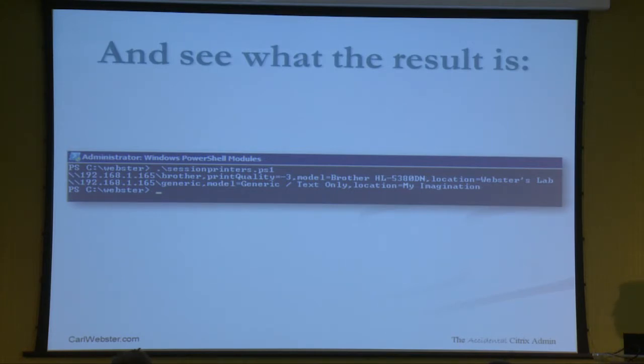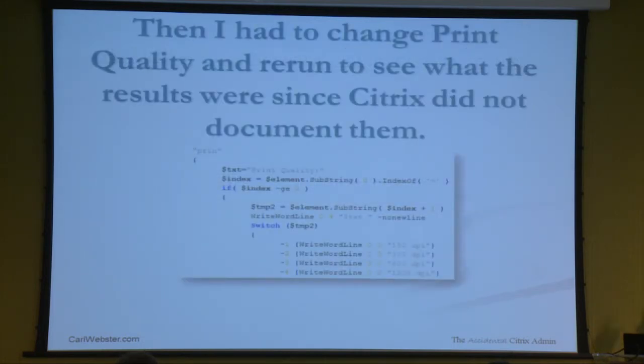And I go, okay, print quality is -3. All right, -3 is 600 DPI. Then I have to go back and keep changing it to make sure. All right, so if I do 1200 DPI, it's -4. Okay, I bet if I do 300 DPI, it's -2. Oh, okay, it is. Well, I got that one figured out. All right, that one's done.